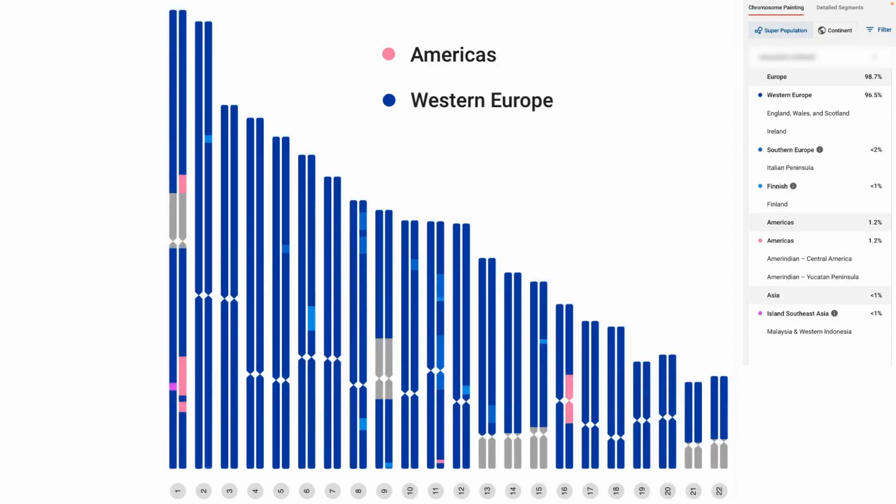Here's the second person's chromosome painting, and sure enough, that person also has a Native American segment on chromosome 16. So this is really cool. They might know next to nothing about their Native American heritage, but they can use this as further validation that however they match, it includes a shared ancestor who was Native American.